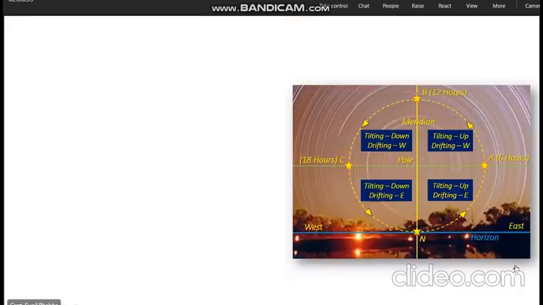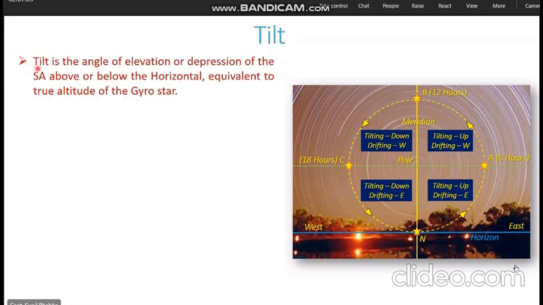We now move into the detail of tilt and how to calculate the tilting using a formula. Tilt is the angle of elevation or depression of the spin axis above or below the horizontal, equivalent to the true altitude of the gyro star.